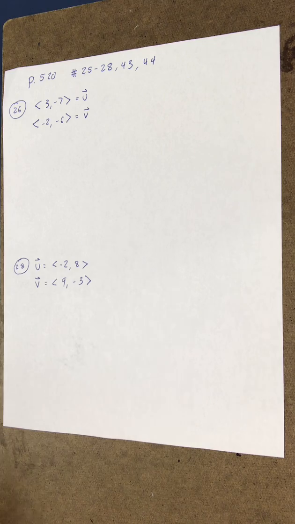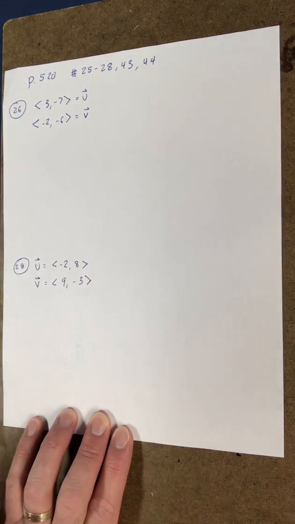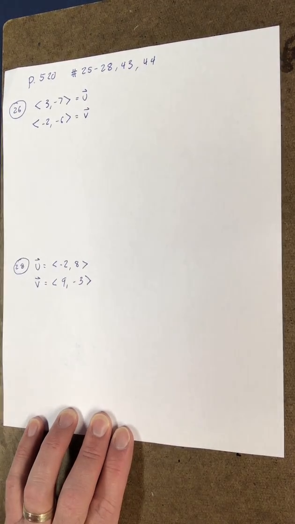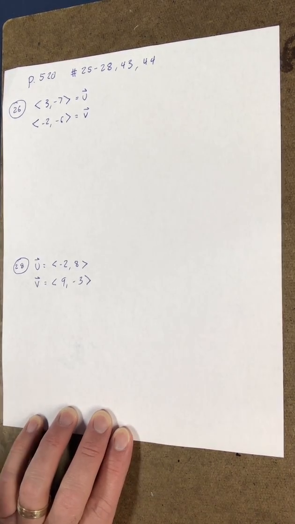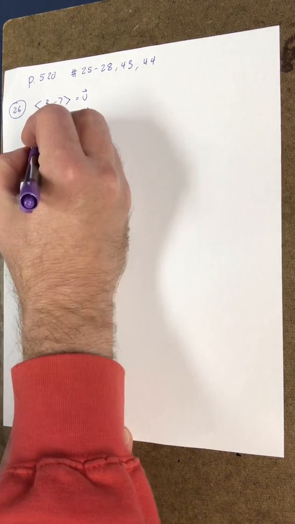So I'm going to start off with problem 26 here. We have these two vectors here, and the directions for 26: find the vector projecting u onto v, then write u as a sum of two orthogonal vectors. So orthogonal, perpendicular vectors. Let's start by getting a visual of this.